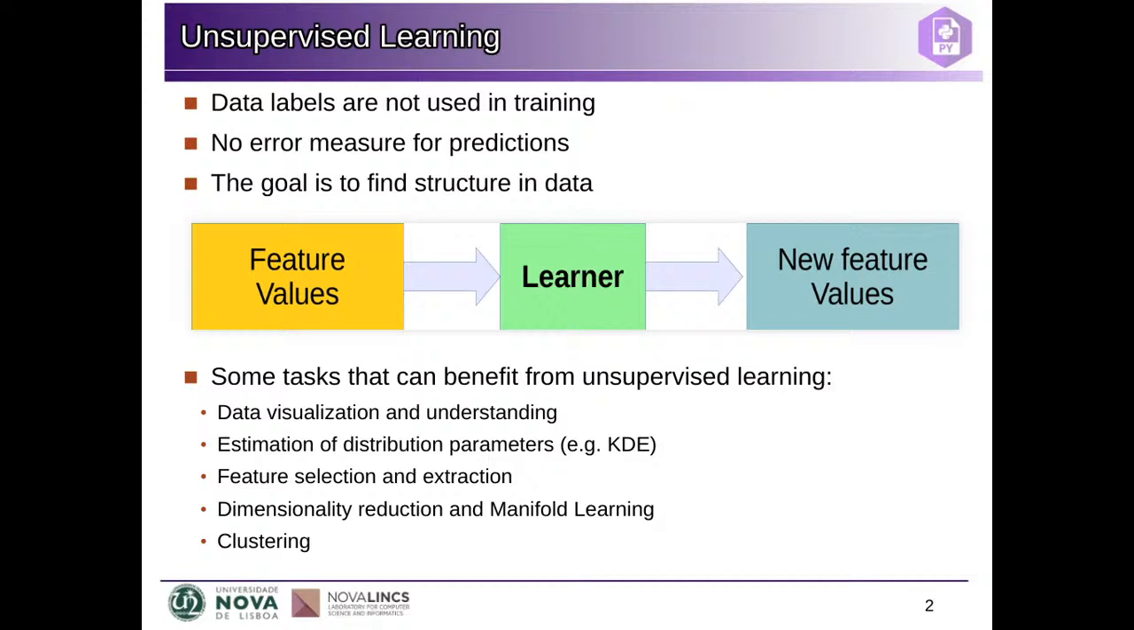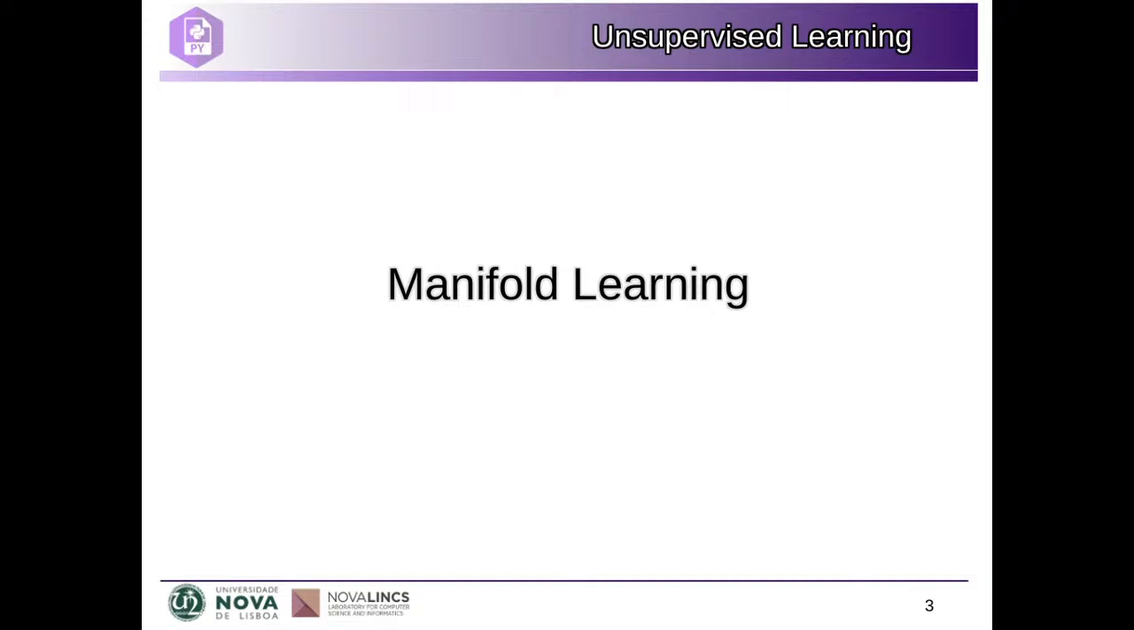It can be used for things like estimating distribution parameters. For example, we used kernel density estimation a few weeks ago, and this is one of the things we can do with unsupervised learning. That's an example. We can do things like extracting new features, selecting features, and so on. And what we're going to look at in this lecture will be dimensionality reduction, which is very useful for visualization, and especially with manifold learning, and also clustering, which is useful when you have data that you want to organize into similar examples. So let's see first the idea of manifold learning.